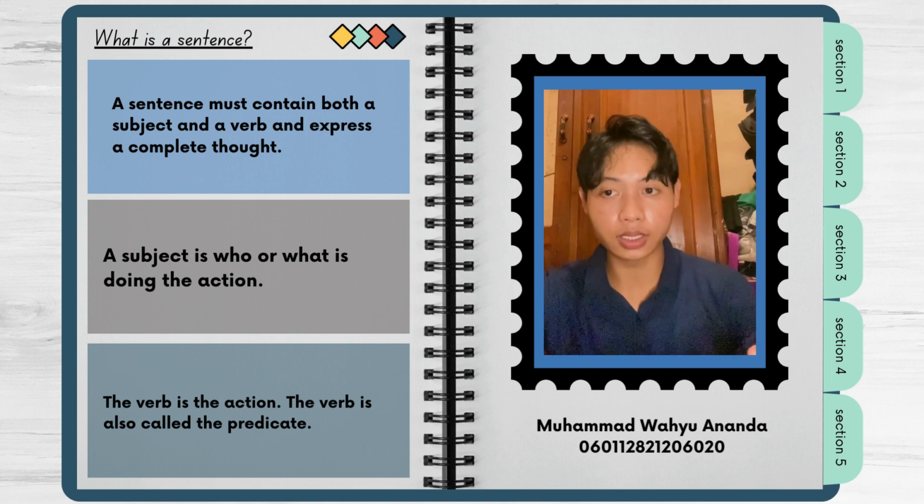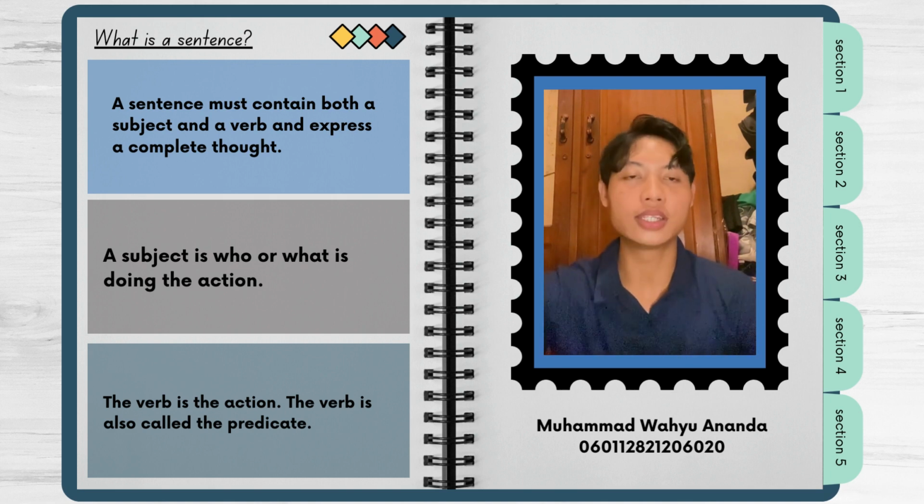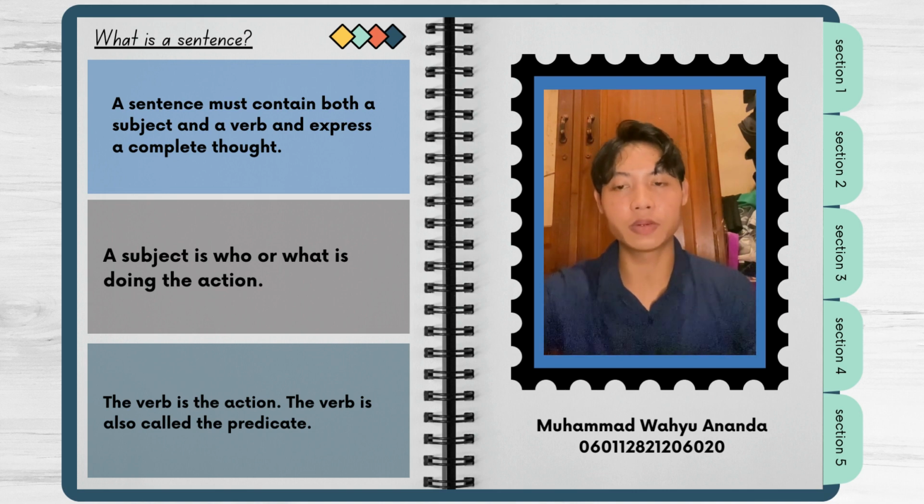The subject is the part of the sentence that performs the action or is described, answering the question who or what the sentence is about. On the other hand, the verb is the action or state of being performed by the subject. It indicates what the subject is doing or the condition it is in.